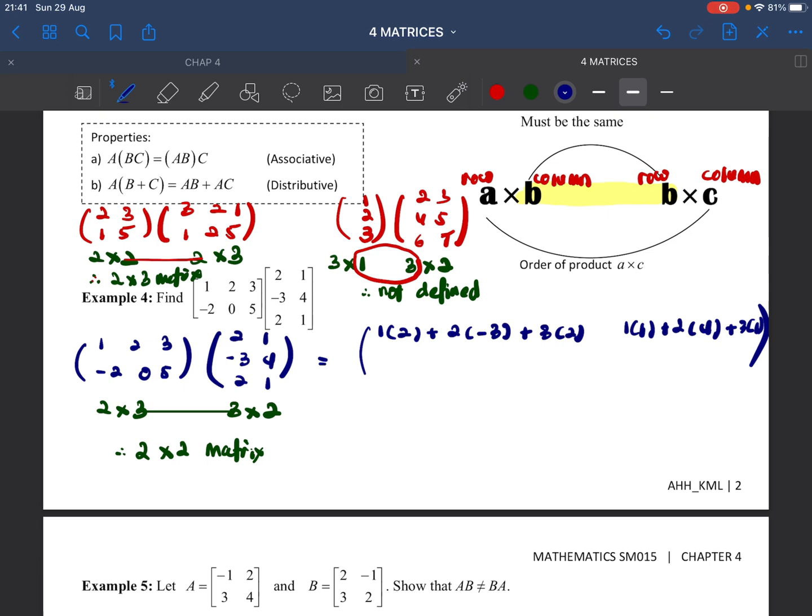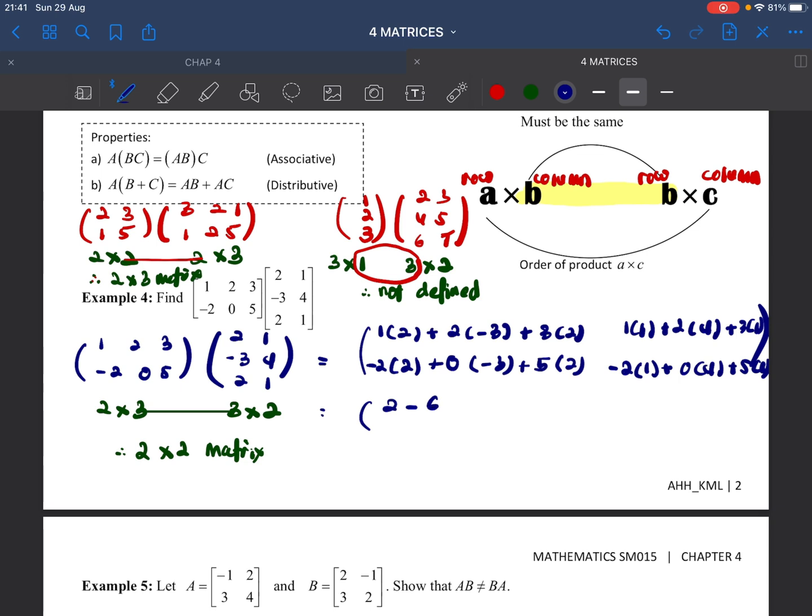Okay, so kita proceed dekat second row kita, negative 2, 0, 5. So nak darab dengan apa? Darab dengan first column kan? So basically sama je dengan yang atas. 2, negative 3, 2. Okay, so sama juga kat sini kita ada negative 2, 0, 5. So yang dalam bracket tu ikut je atas. So plus 0 times 4 plus 5 times 1. Okay, so now calculate your answer.